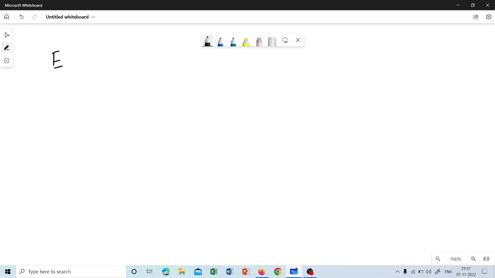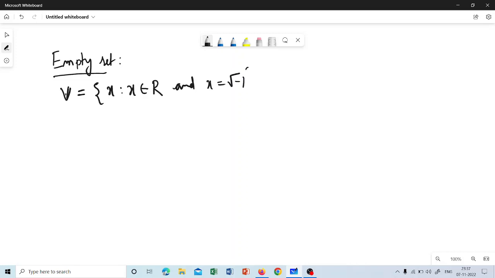What is an empty set? For example, if I ask V is a set of numbers, the set of x such that x belongs to real numbers, now again I am using the notation, and such that x belongs to real numbers and x is equal to square root of minus 1.